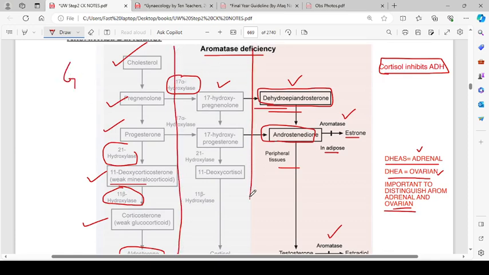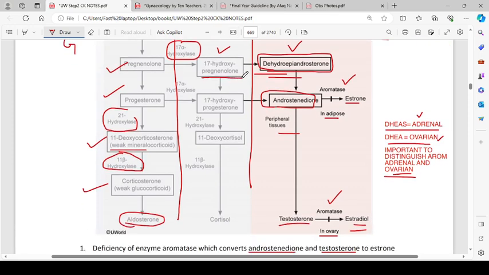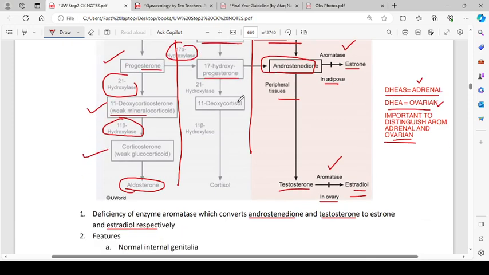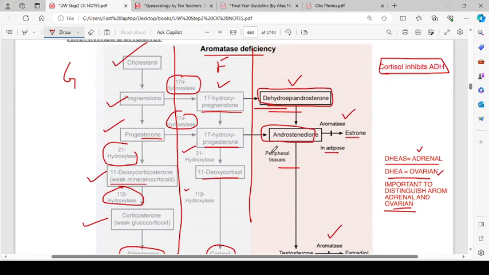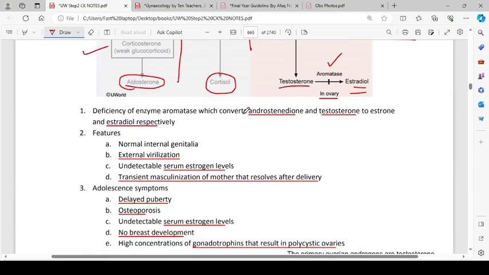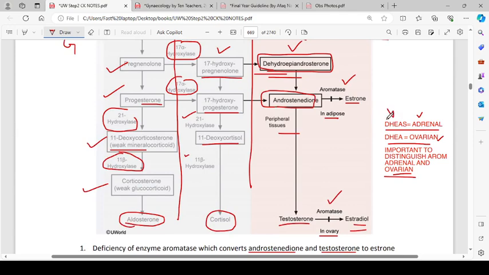This is happening in zona fasciculata, in which pregnenolone will be converted into 17 hydroxypregnenolone, and progesterone via 17 alpha hydroxylase is converted into 17 hydroxyprogesterone. Then 17 hydroxyprogesterone by the same enzyme 21 hydroxylase is converted into 11 deoxycortisol, and this by the same enzyme 11 beta hydroxylase is converted into cortisol. And this is zona reticularis. Okay, I could not understand this part.